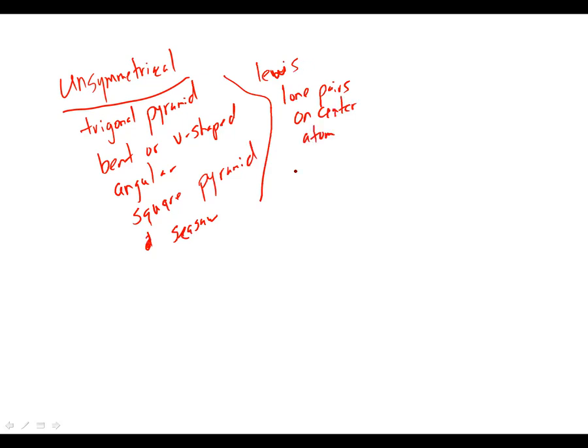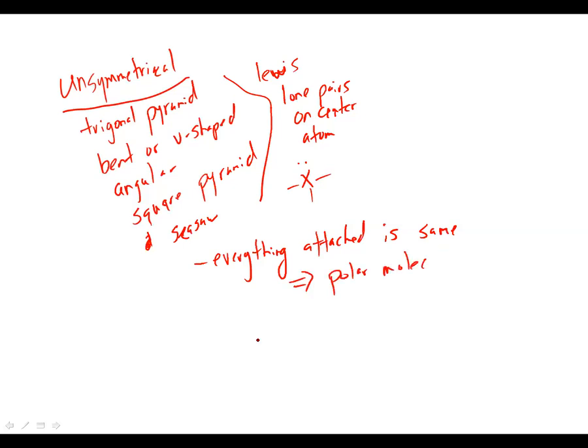So when you draw that center atom, you'll have at least some dots there on the center atom. And if everything attached here is the same, it typically will lead to it being a polar molecule. So that's a quick way you could figure that out.